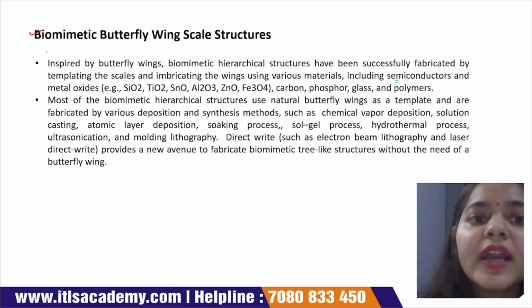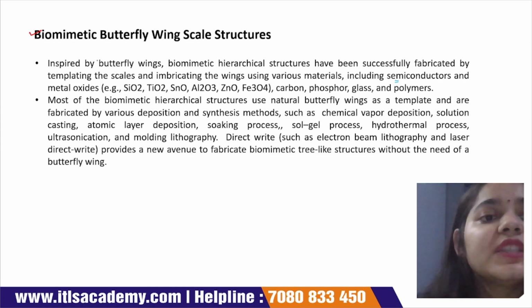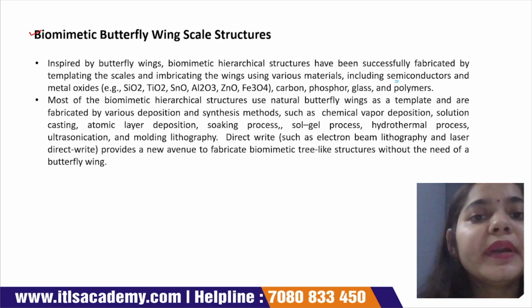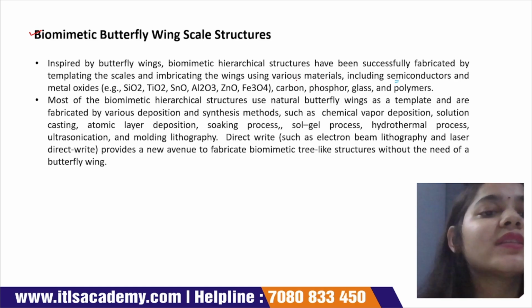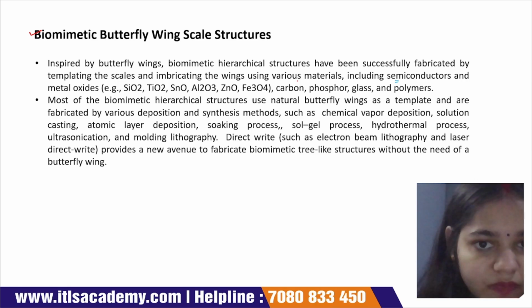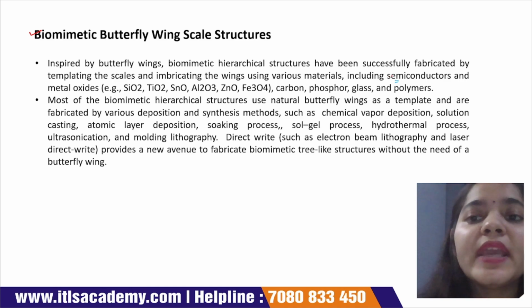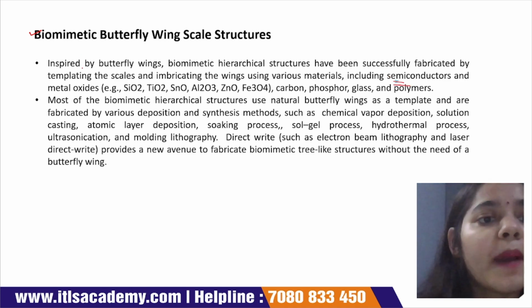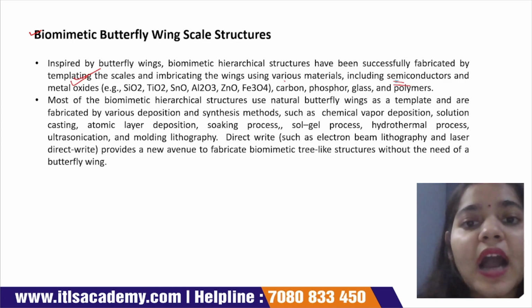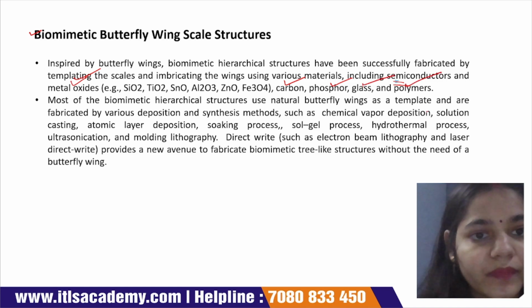Now we discuss the biomimetic butterfly wing scale structures. Inspired by the butterfly wings, biomimetic hierarchical structures have been successfully fabricated by templating the scales and imprinting the wings, using various materials, and these materials may be semiconductor, metal oxide, carbon, phosphor, glass and polymer.